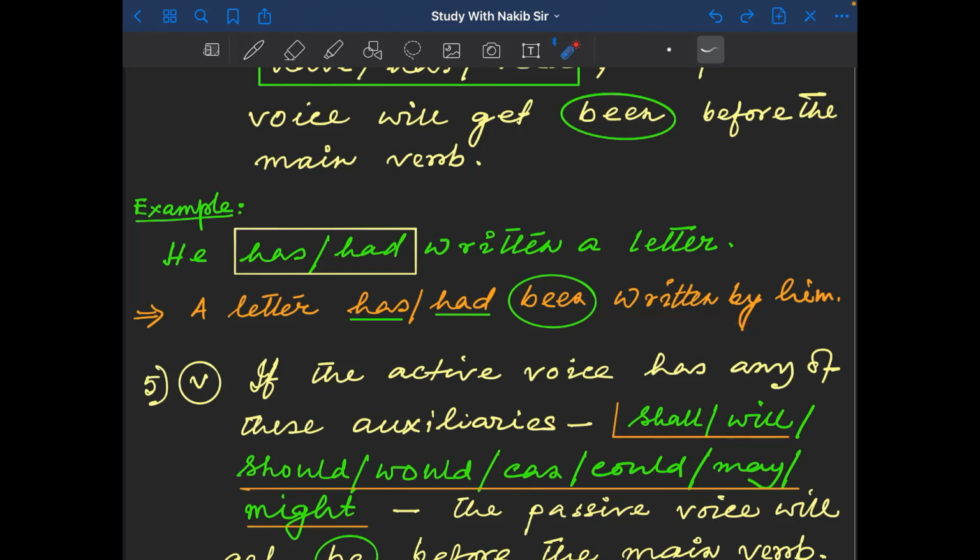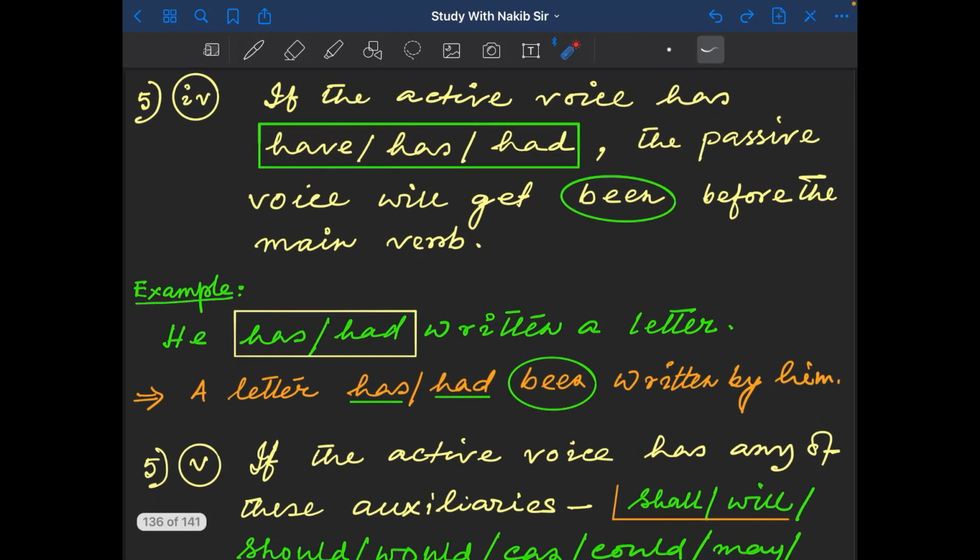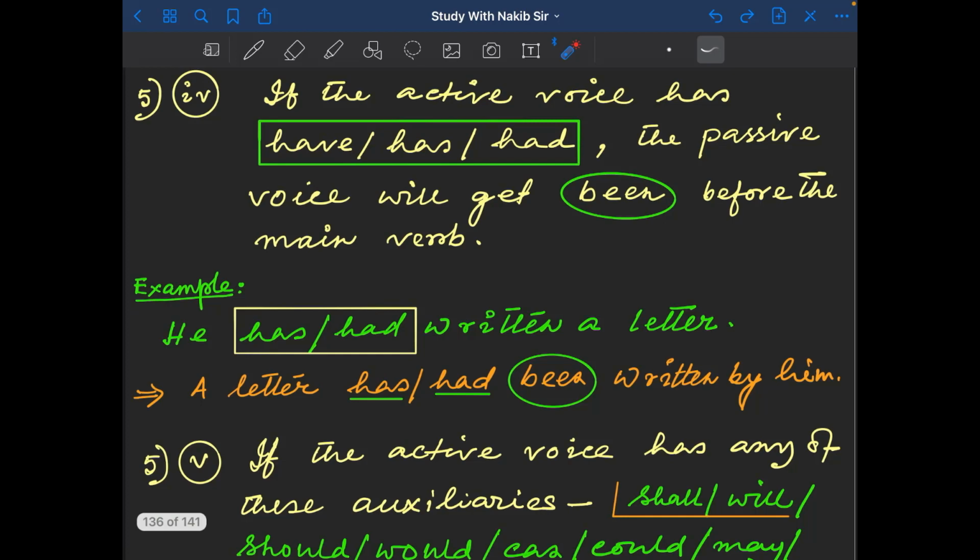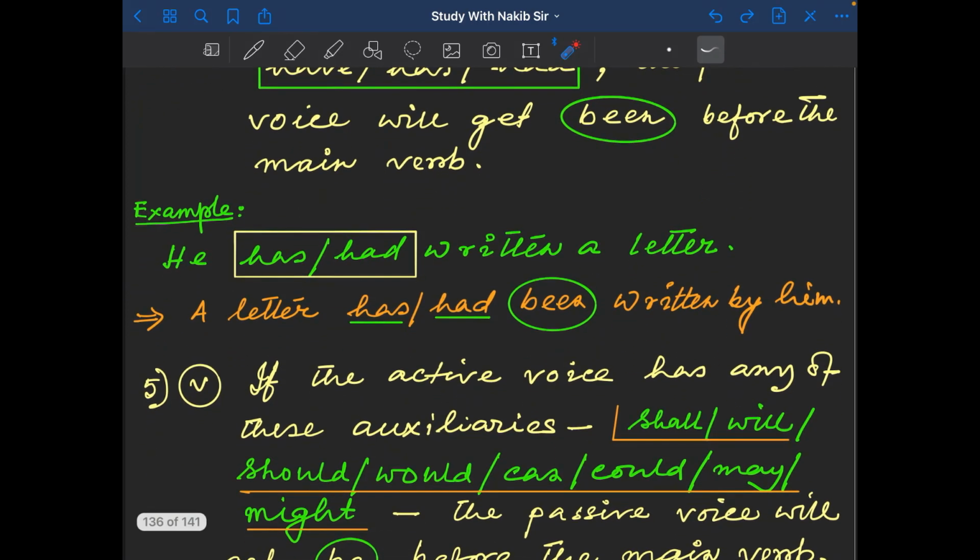Very, very easy point. If you get have, has or had in your sentence, you need not remember that this is a perfect tense. You just see whether your sentence has this or this or this or not. If you get them, immediately use been without any hesitation, without any question, and your answer will be 100% correct.